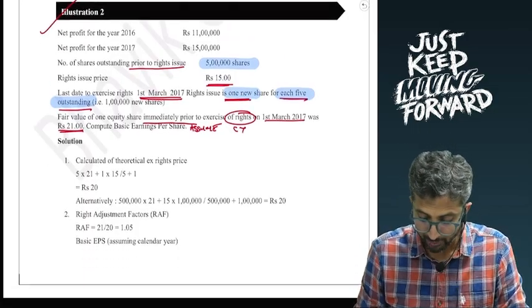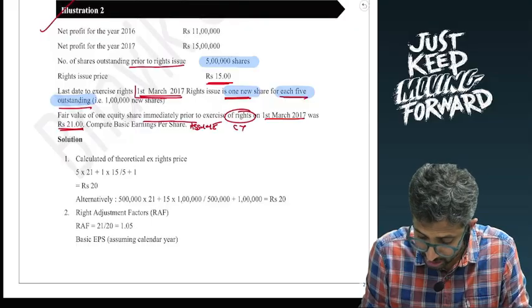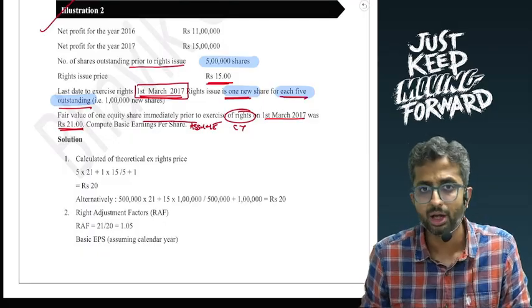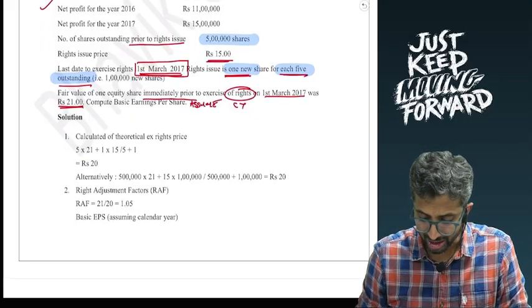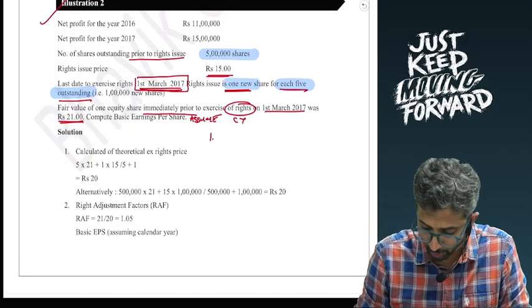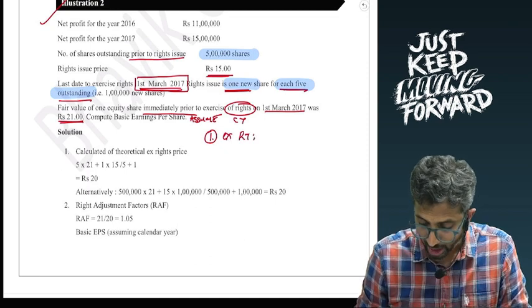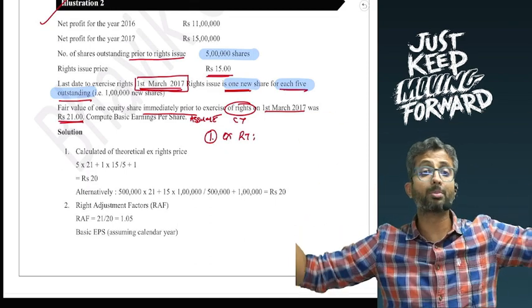Now, when is the rights issue made? 1st March 2017, that is in the calendar year 2017. So when you look at the rights issue, the 3 steps that you have to follow is, first calculate the theoretical ex-rights price. I can do that on a totality basis or a per shareholder basis.